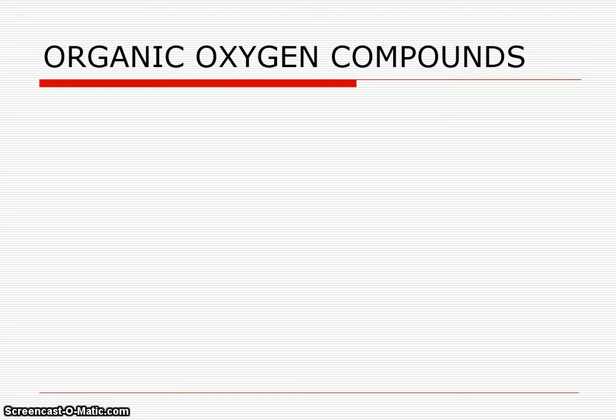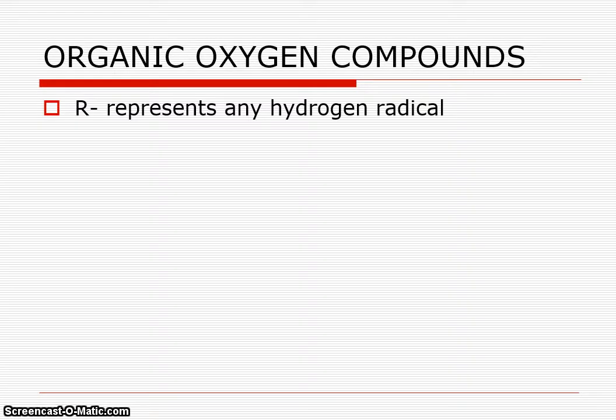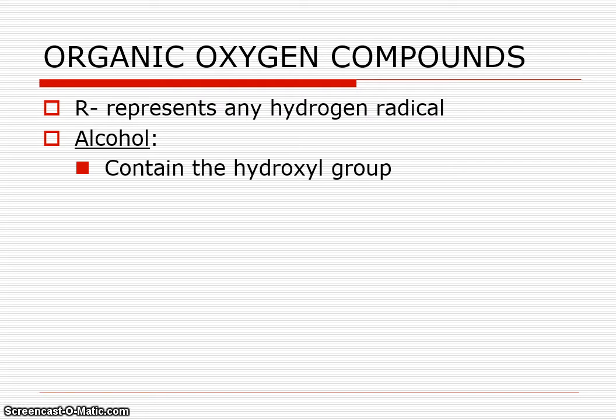Organic oxygen compounds. So we're going to start looking at adding oxygens into our organic compounds. R is going to represent any hydrogen radical, and by a hydrogen radical, we're referring to any chain of carbons that we have. And the first ones that we're going to look at are called alcohols. Alcohols contain the hydroxyl group, which is OH.